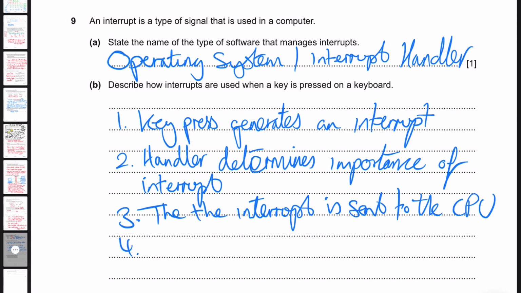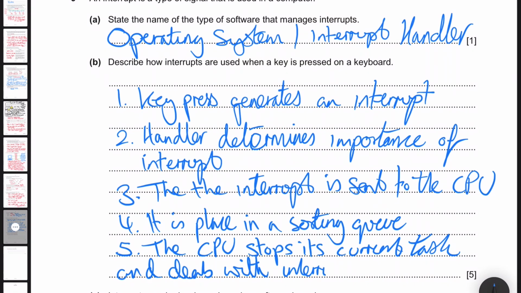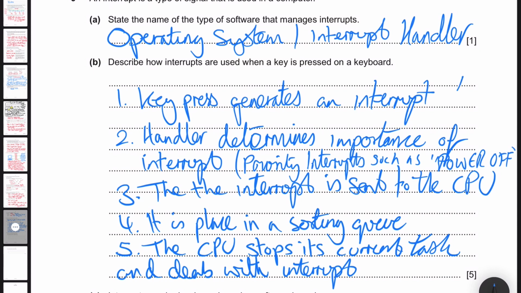Okay. What happens next? It is placed in a sorting queue. In a sorting queue, the CPU stops its current task and deals with interrupt. I think that would get the full marks. But here, priority interrupts such as power off are dealt with first. Okay, I think that will do. That will get us the 5 marks.